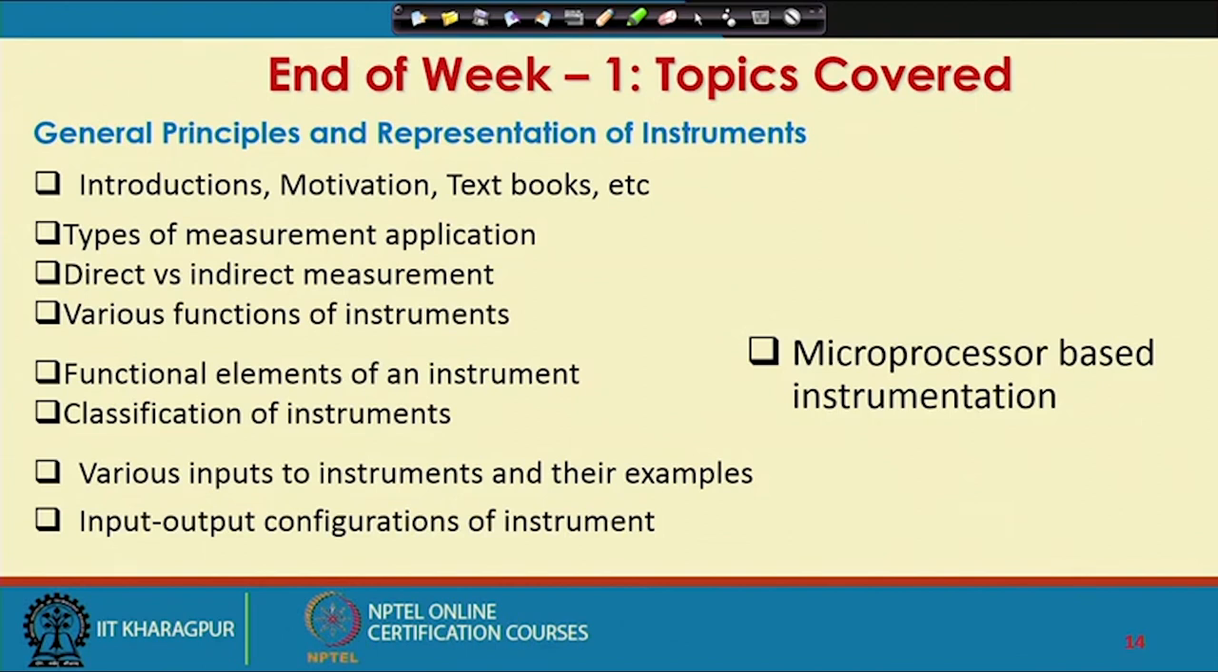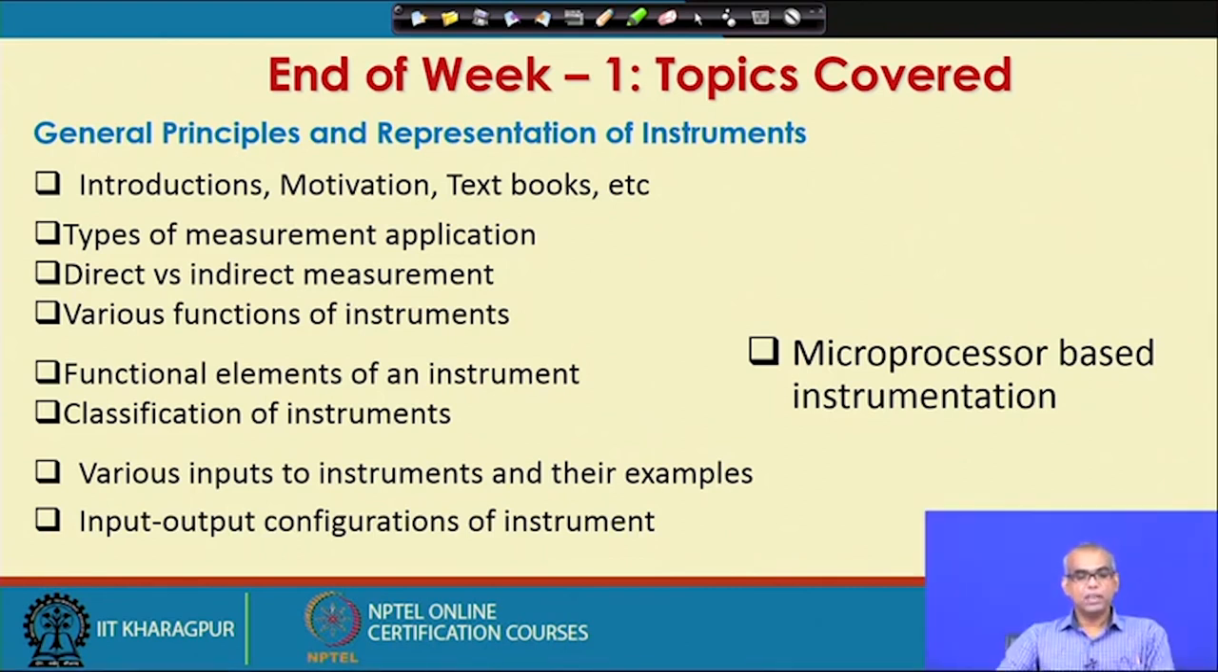So, this is the end of the week. What we have covered is as follows. The broad topic covered is general principles and representation of instruments. Under this heading, we have given introductions and motivations, and we have talked about textbooks, etcetera. We have talked about types of measurement applications, direct measurements, indirect measurements, and various functions of instruments. We have introduced the concepts of functional elements of an instrument and classification of instruments. We have briefly touched upon microprocessor based instrumentation. We have seen various inputs to instruments and their examples. We have also seen the input output configurations of instruments and how to reduce or eliminate the effect of various undesired inputs. So, this is the end of week 1.